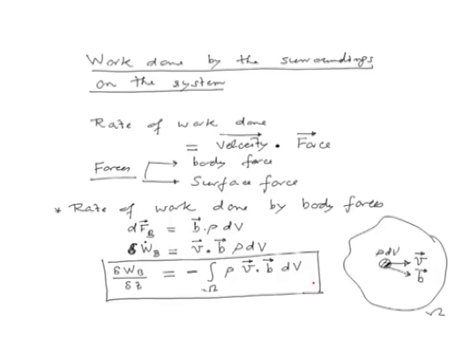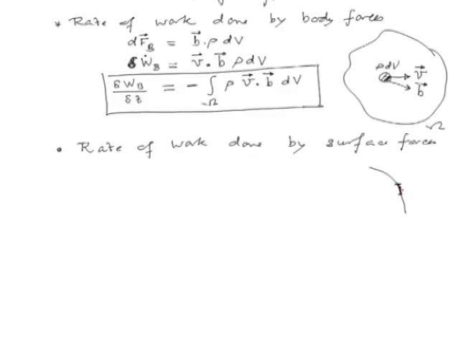Okay, next we have to look at the rate of work done by surface forces. Let us consider a small area element on the surface, dA. How do we obtain the surface force on it? dFs we can obtain by taking the dot product of the stress tensor with our area element. This gives us the surface force acting on a differential area element dA.